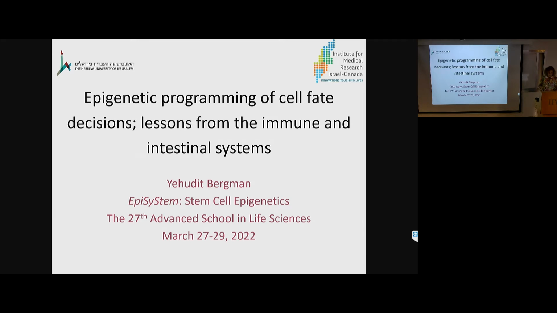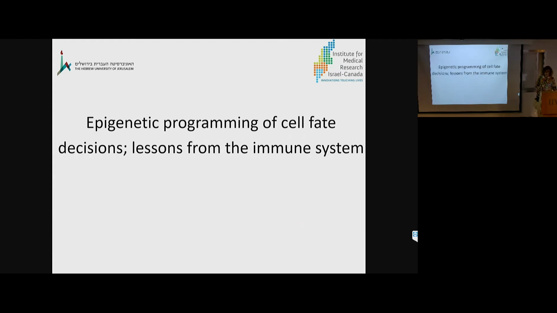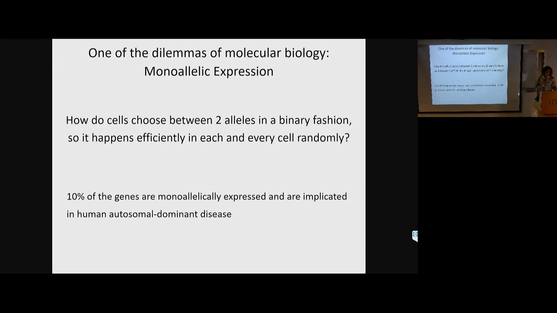So this is my title to my talk, and I'm going to start with lessons from the immune system. If we have time, we'll get to the intestine. So one of the dilemmas of molecular biology is monoallelic expression. And what I mean by that is how do cells choose between two alleles in a binary fashion. So it happens efficiently in each cell and every cell and randomly. There are about 10% of the genes in our genomes that are monoallelically expressed.